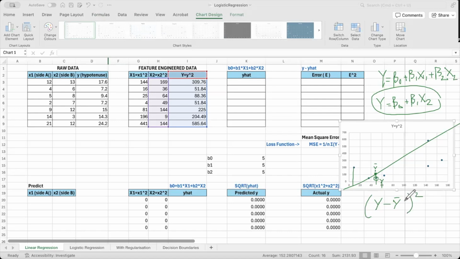And when we have this quantity, it is called the square of error. Why is it the square of error? Because Y minus Y hat is the error, and we square it, so we get the square of error.